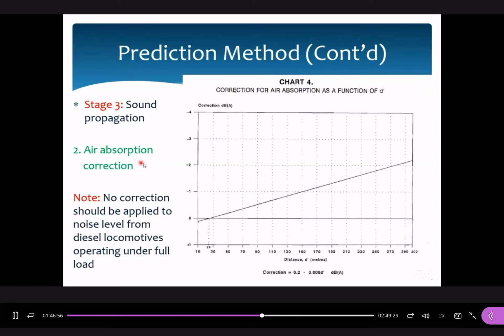Chart number 4 is for air absorption corrections. For volume type, we need to consider these effects. You may make use of these equations or these figures to find out the air absorption effects. Another remark here, please pay attention, no correction should be applied to noise level from locomotive type. For locomotive, it means that we do not need to consider the air absorption effects, okay?